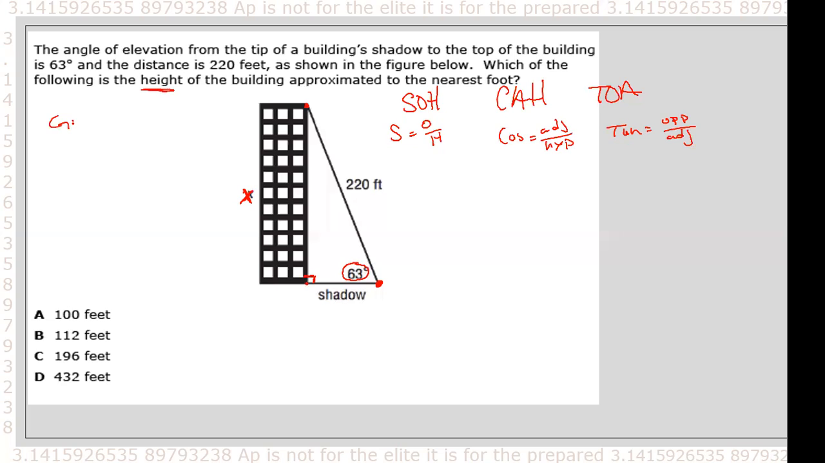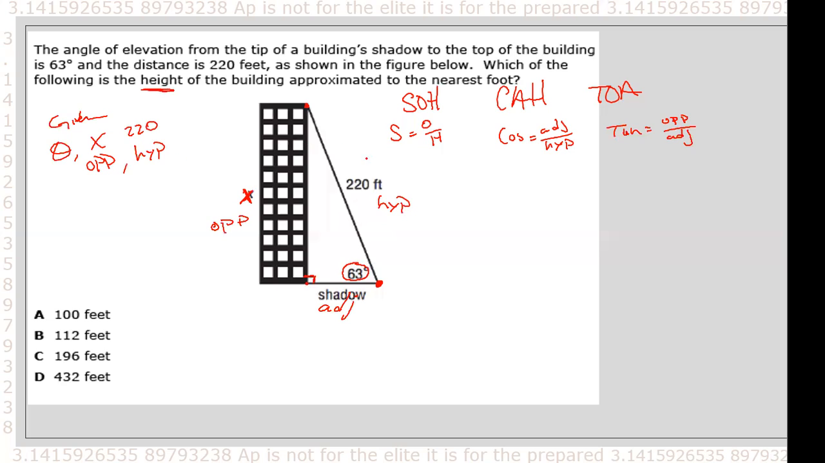We are given the angle, the theta, which is 63 degrees. From this angle, the horizontal will be my adjacent. We have the opposite, which is x, so x is opposite. And this right here is my hypotenuse, so we're given 220 as my hypotenuse. So we have a theta, we have an opposite, and we have a hypotenuse.